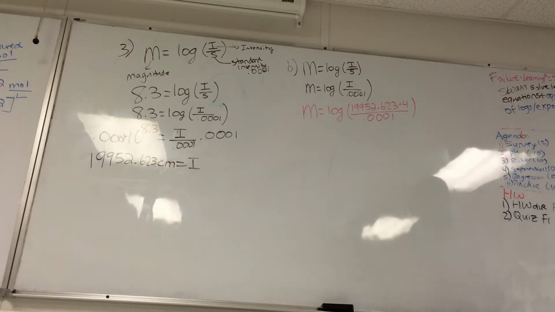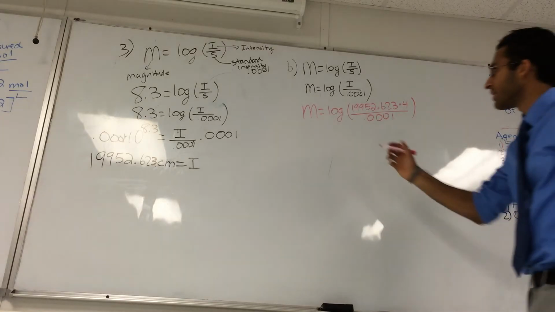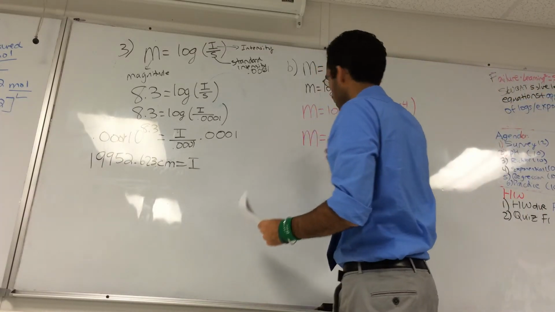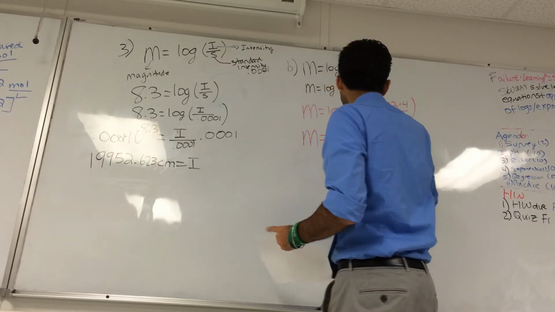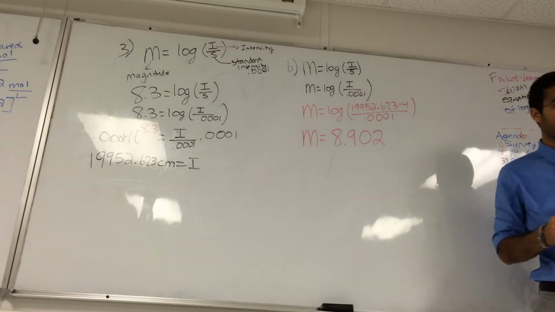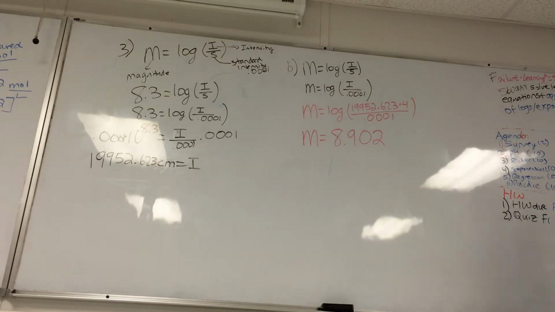Matthew? Where did you get the 4 from? In the problem, in B it says the strongest earthquake ever recorded was 4 times as intense. Okay. Does that work? Yeah. Okay. So I'll get M, and you should verify this on your end. I got 8.902. Let's verify. If you didn't get that, please stop me. Yeah, 8.902. Need to get 3 decimals, Josh. You have the 3? Okay, good. Great.